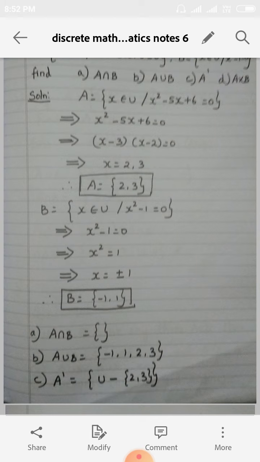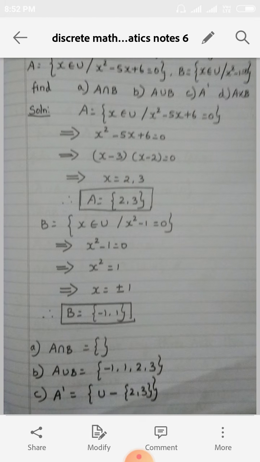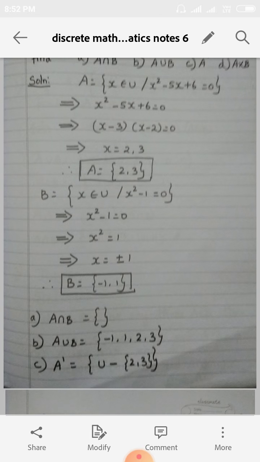Now we have to find the first case. A intersection B. So see the A and B. Are any terms common? No. Therefore A intersection B is equal to simply the null set. And next we have to find A union B. So A union B is nothing but combining both the terms: minus 1, 1, 2 and 3. That is A union B.